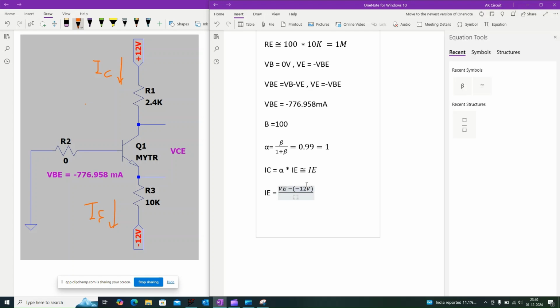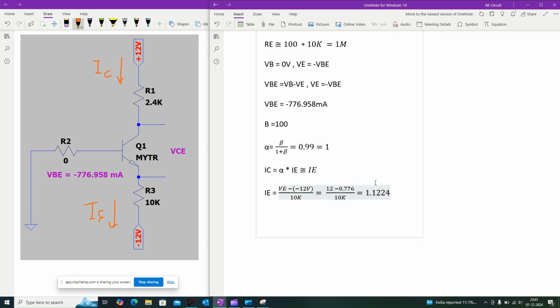As you know, the emitter current is flowing in this direction, so IE is equal to VE minus of minus 12 volt divided by 10 kilo ohm, which is equal to 12 minus 0.776 volt divided by 10 kilo ohm, which is equal to 1.1224 milliamps. Here all resistances we have considered with plus or minus 10%, so instead of 10 kilo ohm we can consider IE equal to 11.224 divided by RE. Let us consider this as equation 1.